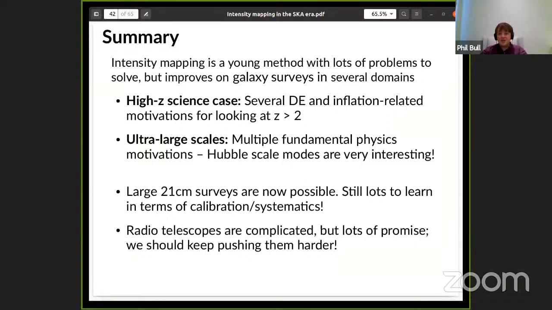So there's still lots of work to do. I hope at least those of you who are interested or involved in BINGO are having lots of fun with the data as well. And even though radio telescopes are complicated, there's lots of cool stuff we can do with them. So we should keep pushing them harder and trying to figure out some of these mysteries of the universe as best we can. Okay, so I'll finish there.